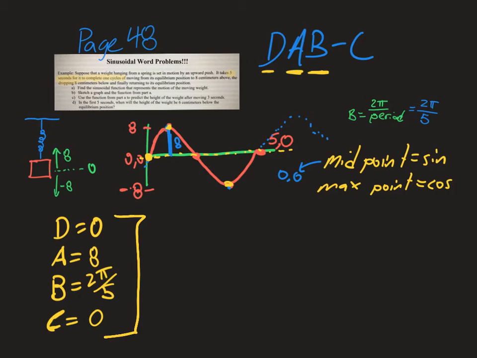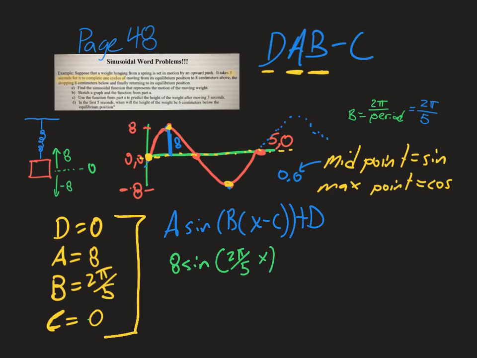So remember your format: A sine B, x minus C plus D, okay? And I just used capital letters so they show up better. You may have seen it written in lowercase, no big deal. So let's just plug in our numbers, okay? I'm gonna skip plugging in the zeros. These don't really need to be plugged in. So I've got 8 sine 2 pi over 5, that's my B. And there's no C value, so we'll just say x. And there's no D value, okay? So this is my equation right here.